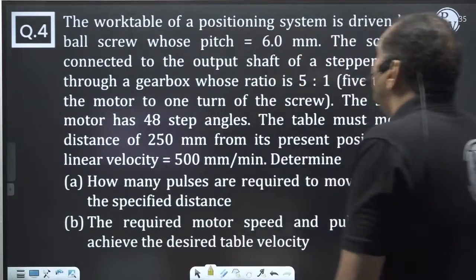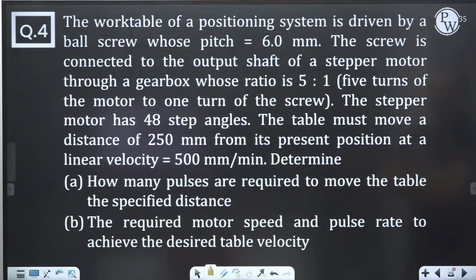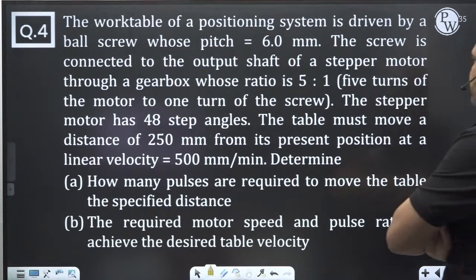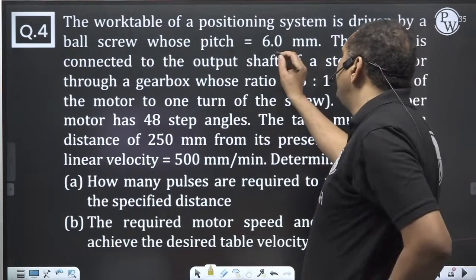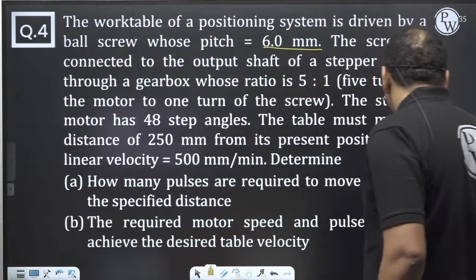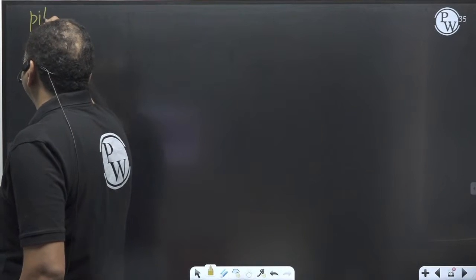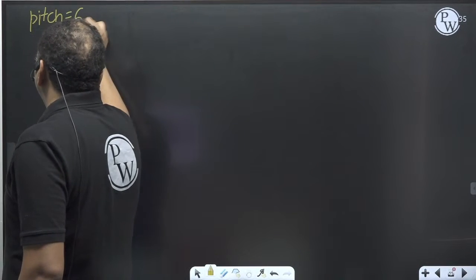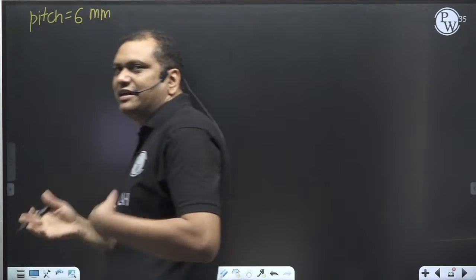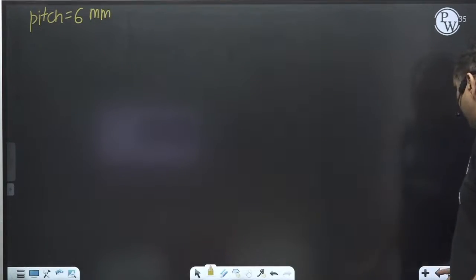Okay. The work table of a positioning system is driven by a lead screw, ball screw, whose pitch is 6 mm. So my pitch is 6 mm. So as the data is given, I will keep on writing.